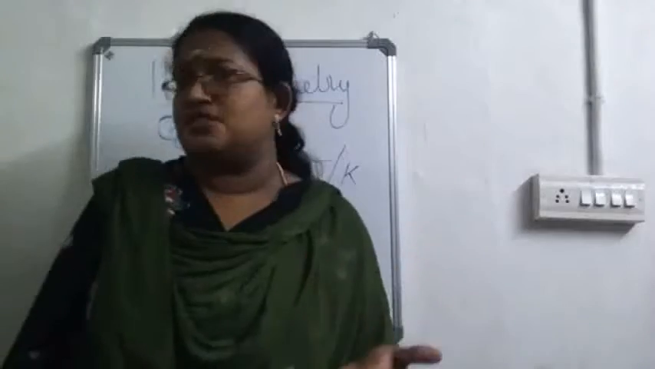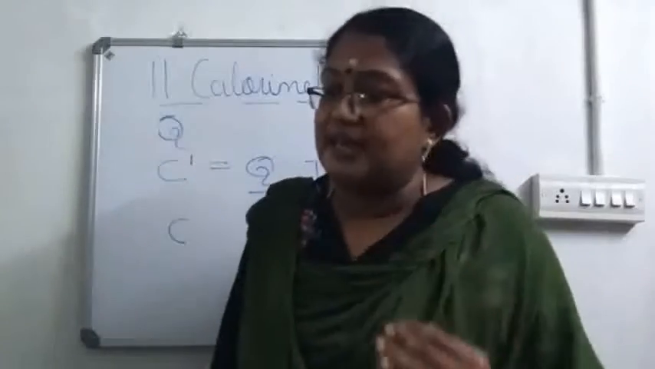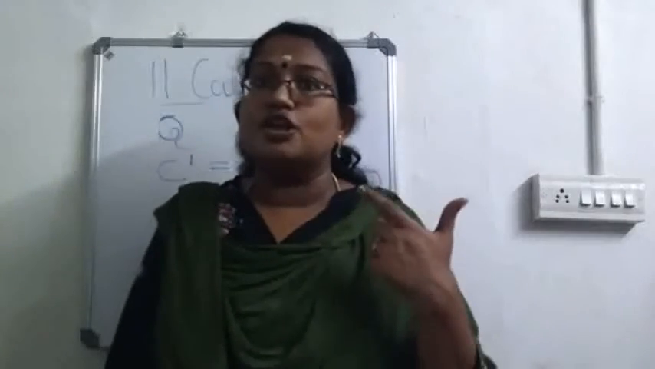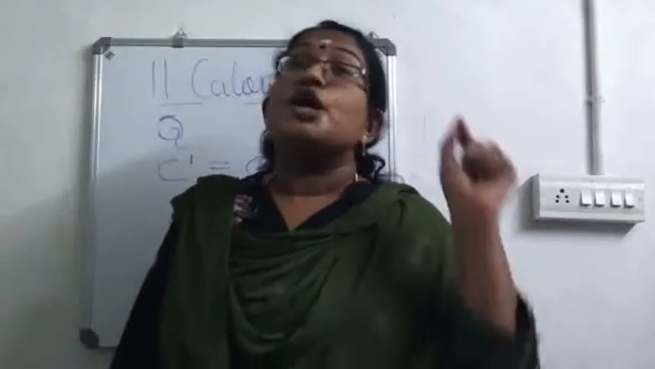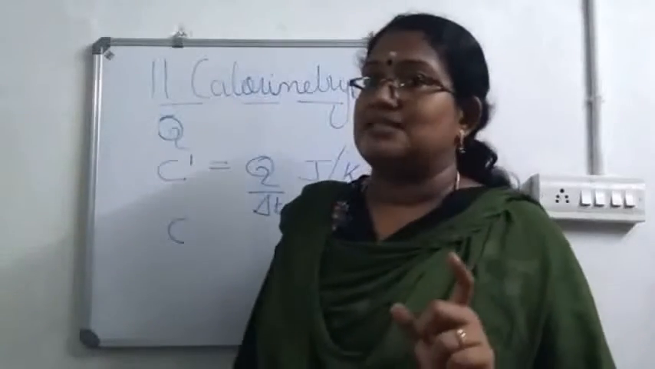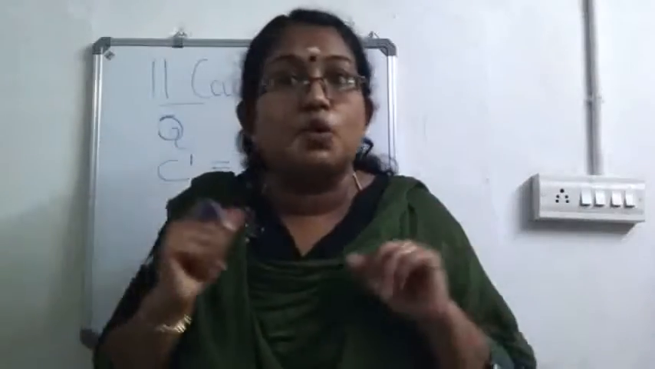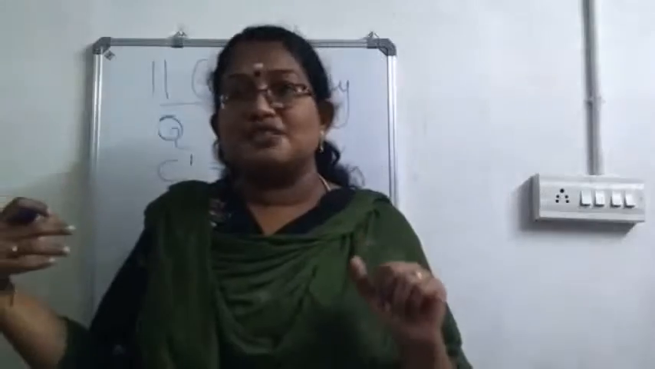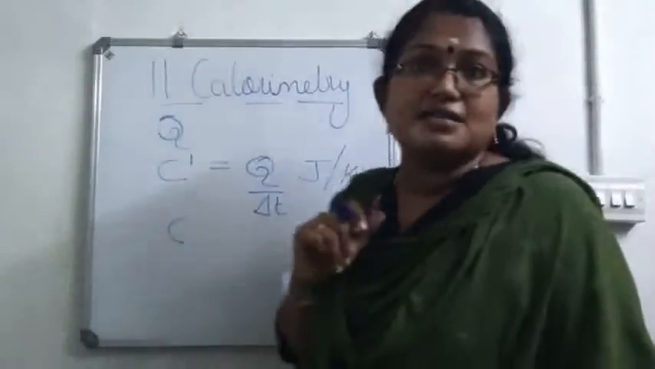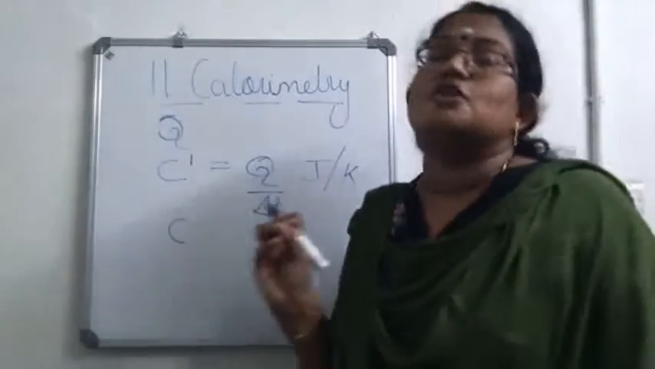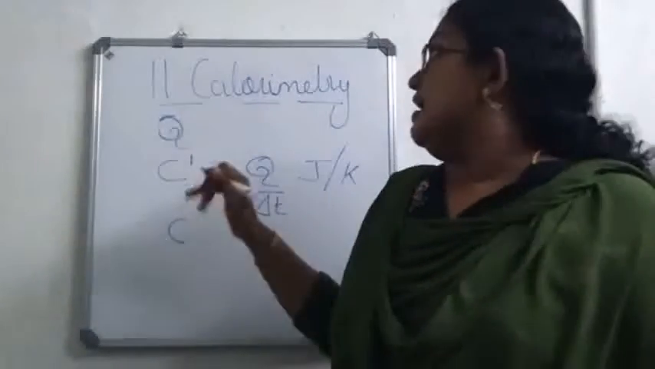Now the next one is specific heat capacity. So specific. What do you mean by specific heat capacity? How much heat energy is required in order to raise the temperature of unit mass of a substance. In the case of specific heat capacity, we are specifying the mass. In the case of heat capacity, we are considering the body as a whole. But in the case of specific heat capacity, we are specifying the mass of the body. So, how much heat energy is required to raise the temperature of unit mass of a body by 1 degree Celsius? That is specific heat capacity.